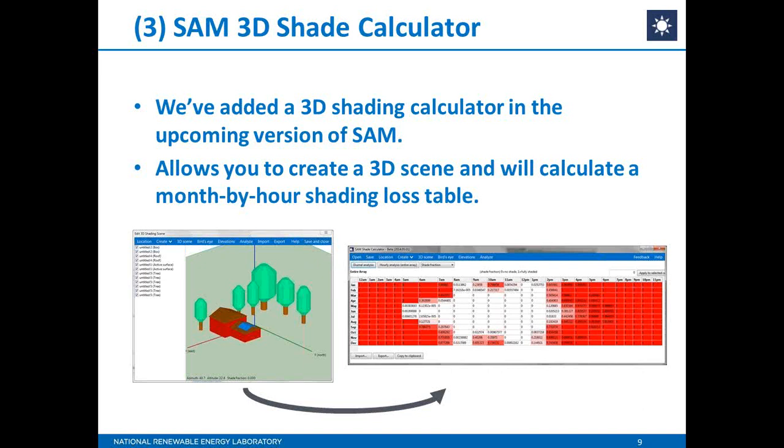Okay, so let's go into the 3D shade calculator in a little bit more detail. So just a little background. In 2013, we had a technical review committee come to NREL to provide recommendations for future improvements to SAM. The highest priority they identified was the need for a 3D shading loss calculator. And so luckily, the Department of Energy agreed to fund the project, and so it'll be available in the upcoming version of SAM.